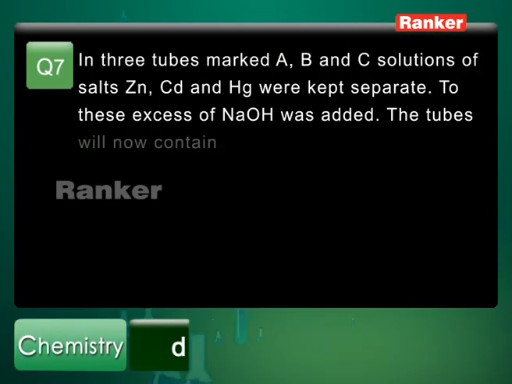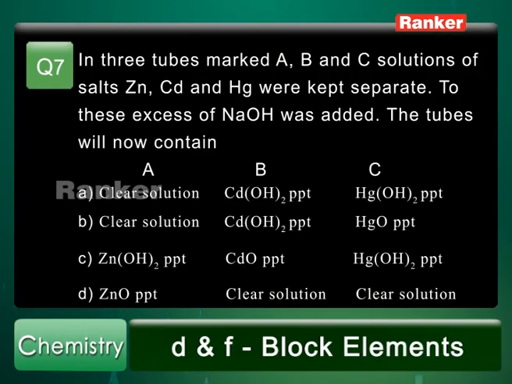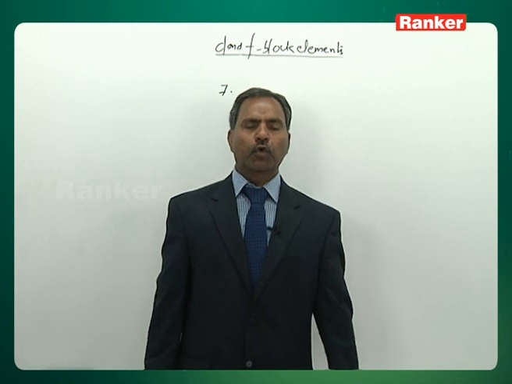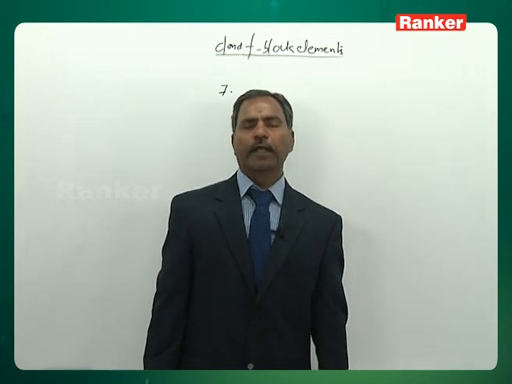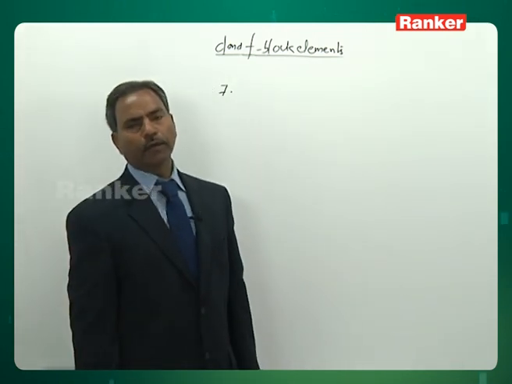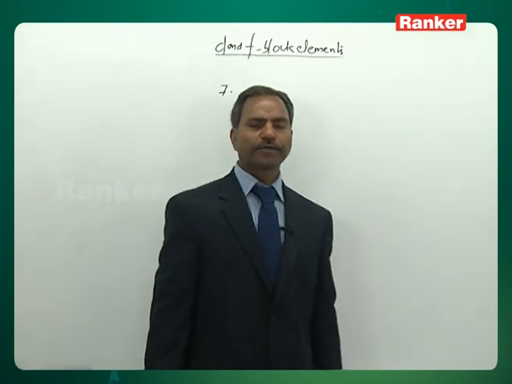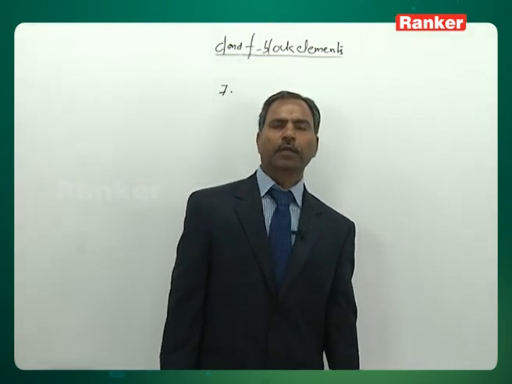Coming to the seventh question: in 3 tubes marked A, B, C, solutions of salts of zinc, cadmium and mercury were kept separately. To these, excess NaOH was added. The tubes will now contain what? So in 3 test tubes, 3 different solutions are taken: zinc, cadmium and mercury. To this you are adding sodium hydroxide. Then what is happening to these 3 solutions?